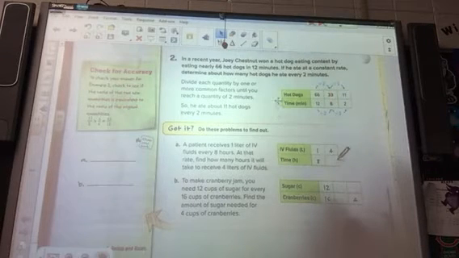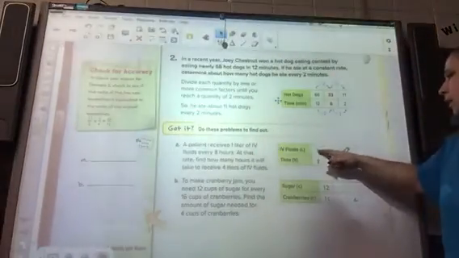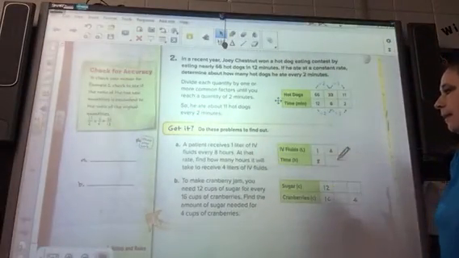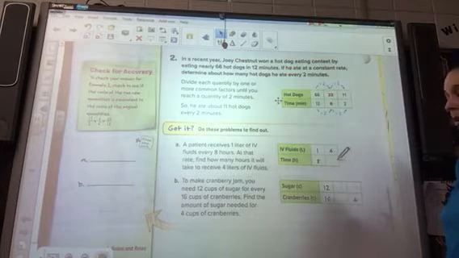Let's try these got it problems. A patient receives 1 liter of IV fluids every 8 hours. So the first thing they did was they gave you the 1 to 8. 1 liter of fluids every 8 hours. At that rate, how many hours will it take to receive 4 liters of IV fluids?